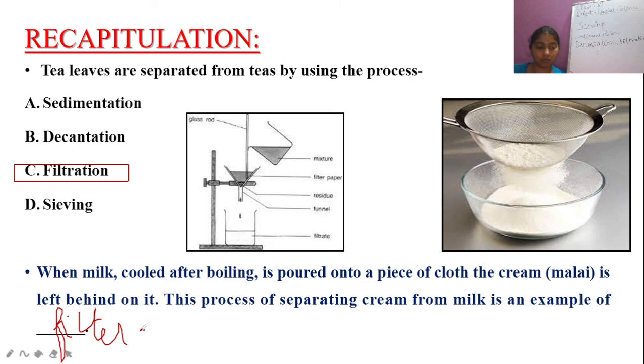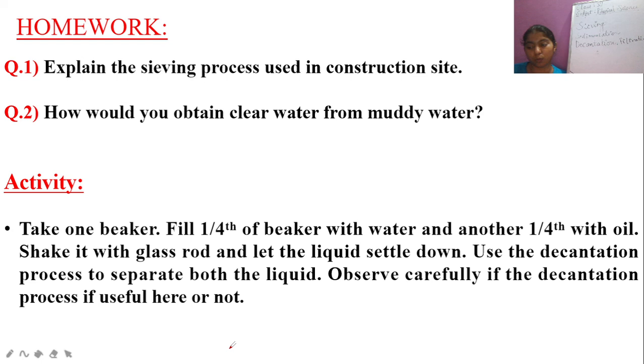Right? So students, these are the two homework questions. Explain the sieving process that is used at a construction site, and how do you obtain clear water from muddy water. Okay, and last we have an activity. You have to take a beaker and fill 1/4 of the beaker with water, another with oil. Okay, and shake it with the help of a glass rod or spoon. Then let the liquid settle down and use the decantation process to separate the liquid, and share your observations. Do it carefully for the decantation process. Is it useful for us there or not? Okay, so that way you will tell me in the next class.